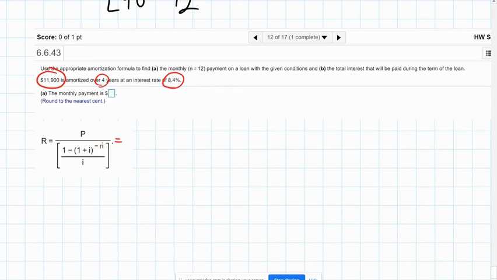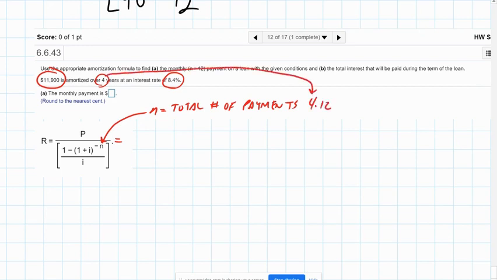To use the n for the equation, n is the total number of payments. For this problem, since it's 4 years and we want to make a payment every month, it's 4 times 12. It's always going to be the number of years times 12 to get your n value. So for this problem, it's 4 times 12, which is 48. P is the principal or the loan amount, and I is another value that we need to calculate.